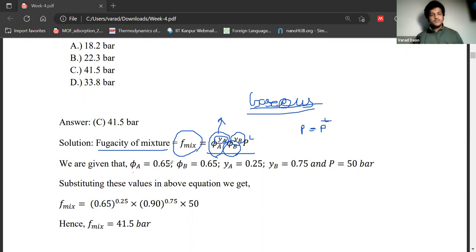We are already given that phi A is 0.65, phi B is 0.9, yA is 0.25, and yB is 0.75, and we are also given the total pressure.